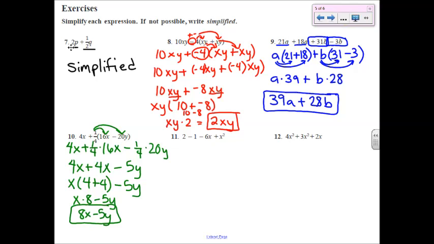Number 11. Looks like I can't simplify it because the variables that I have are x and x squared. They can't be combined, but I can do the ones that don't have variables. So that's a pretty simple thing. 2 minus 1 is 1 minus 6x plus x squared. And that's it. Now I have something without a variable, something with a variable x, and something with a variable x squared. They're not like terms and there's no more parentheses, so it's simplified.